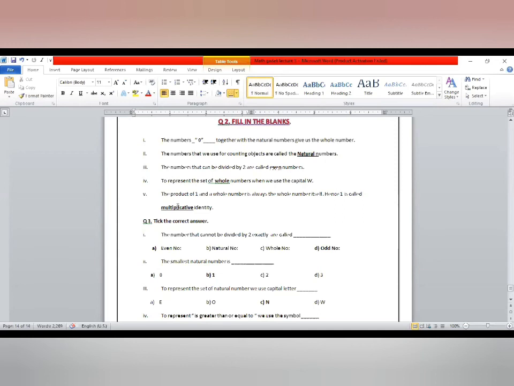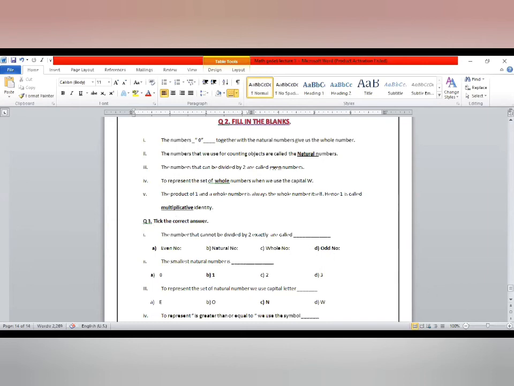Similarly, add the whole number 0. By addition of 0, you get the same answer, meaning 0 doesn't make any change in the result. Similarly, multiplication by 1 has no change in the result. That's why 1 is called the multiplicative identity and 0 is called the additive identity.